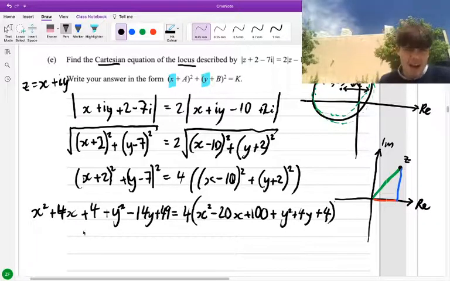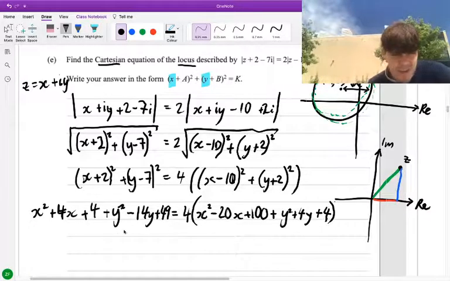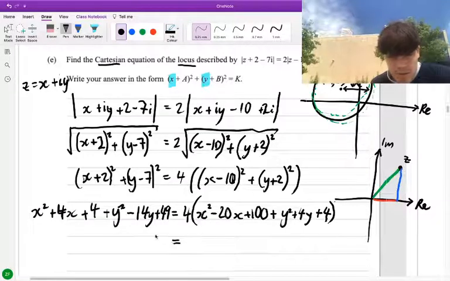This is ugly as, by the way. I'm not happy with this. I'm not overly joyed about writing this whole thing again. I really can't be bothered writing everything on the left again. So I'm just going to expand this.